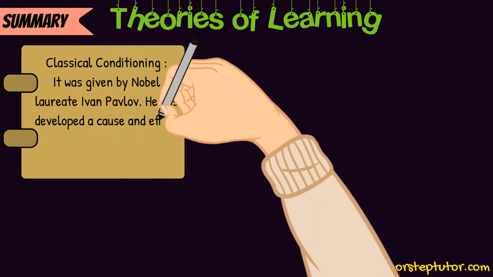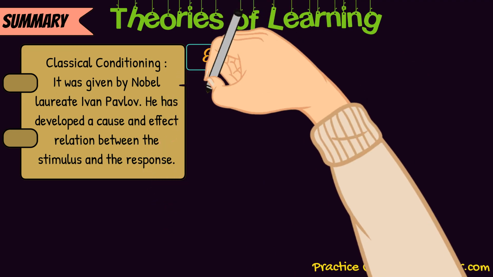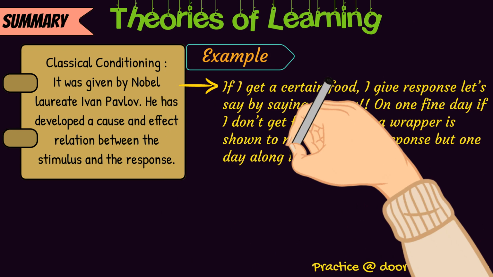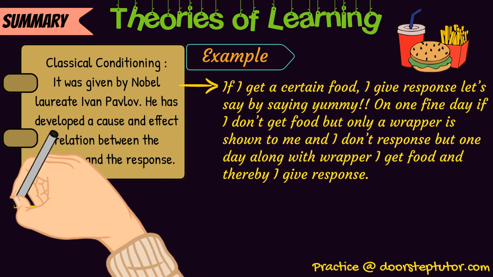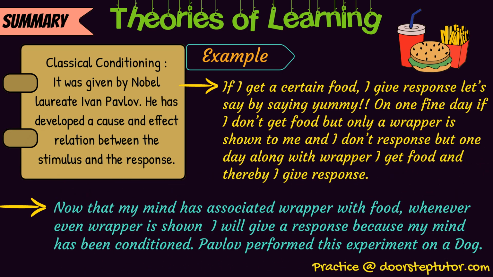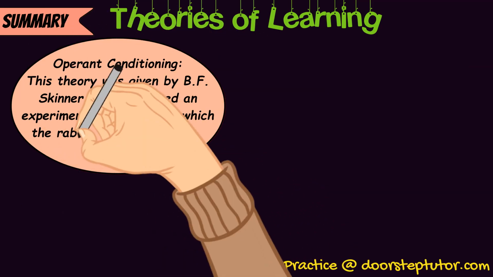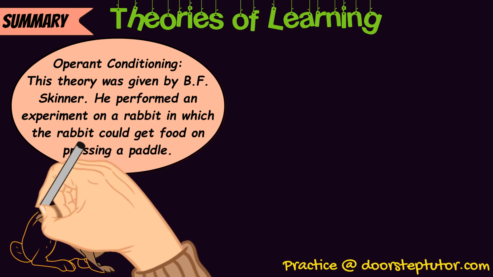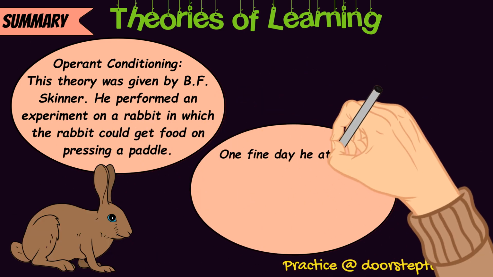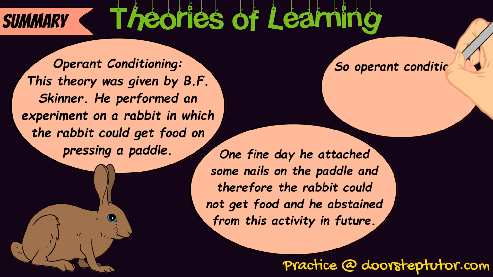by a very famous Nobel laureate, Ivan Pavlov, in which he performed an experiment on a dog and developed a cause and effect relation by associating it with a conditioned response, which was a whistle. Then we also talked about operant conditioning, wherein it was performed on a rabbit by B.F. Skinner, and it was performed to increase or decrease the behavior of the rabbit in this case.